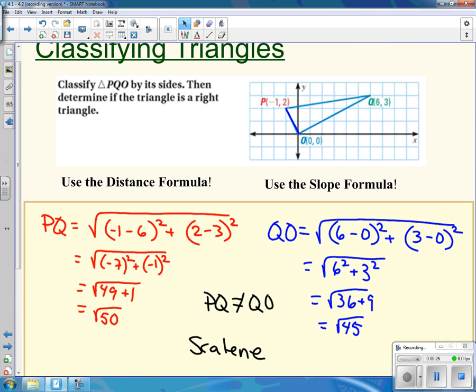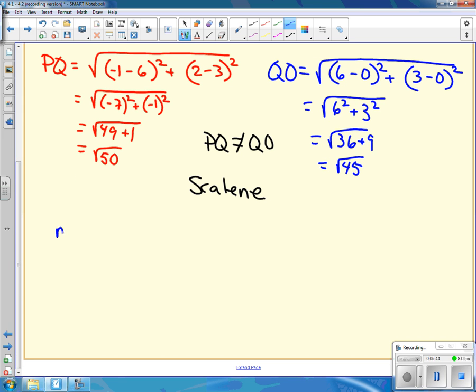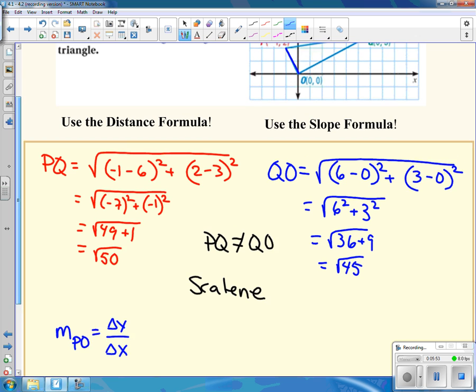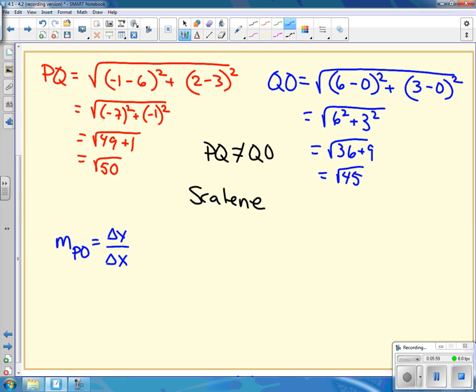Now, the only spot where I think there might be a right angle is when PO meets QO. They're at the origin. So I need to find the slope of PO and the slope of QO. So we're going to come down here. For the slope of PO, I'm going to use the change in y over the change in x. If I go back up to look at my points, I'm going to use 2 minus 0 over negative 1 minus 0. That gives me 2 over negative 1, so the slope of line PO is negative 2.